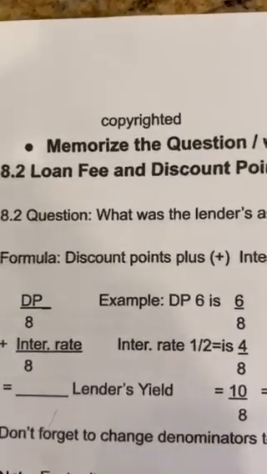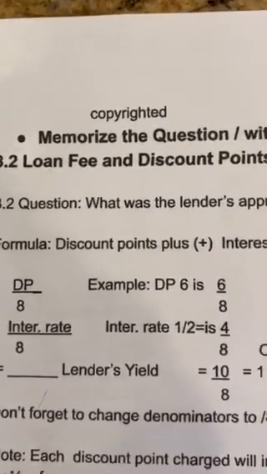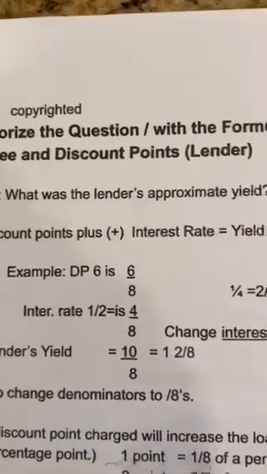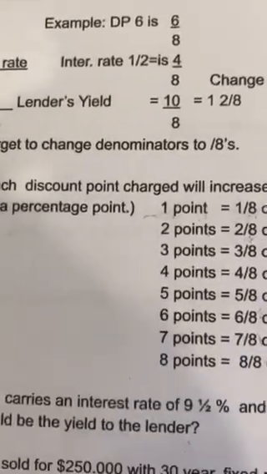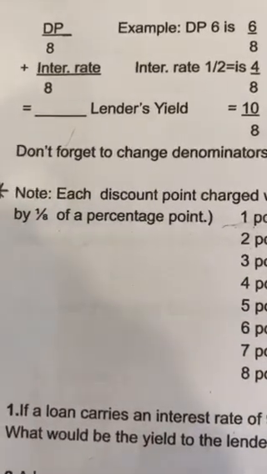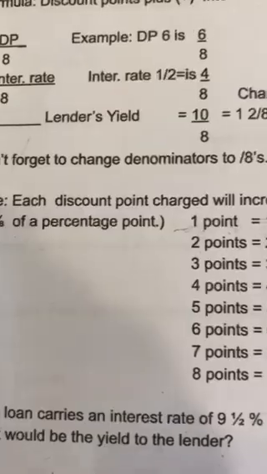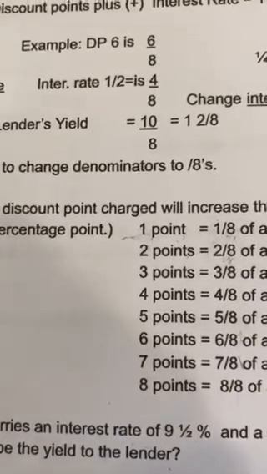8.2 page, Real Estate Math, Plug It In. Question: what was the lender's yield? And you have to understand about yield and discount points. Yield and discount points go together.